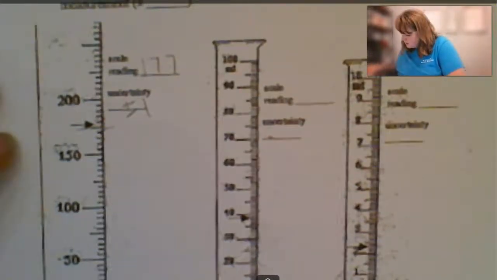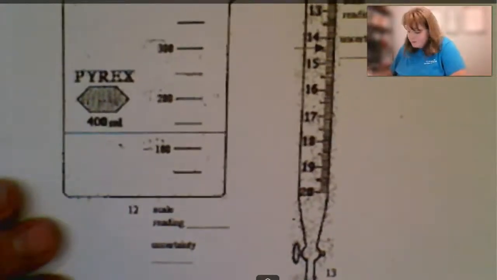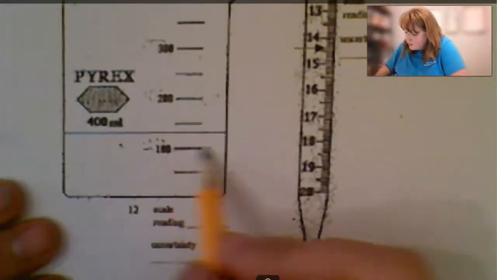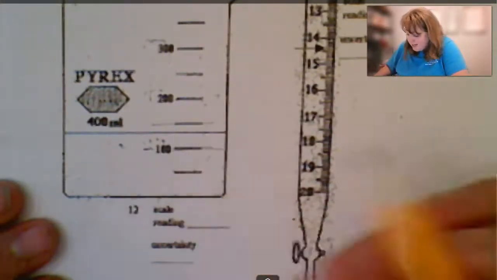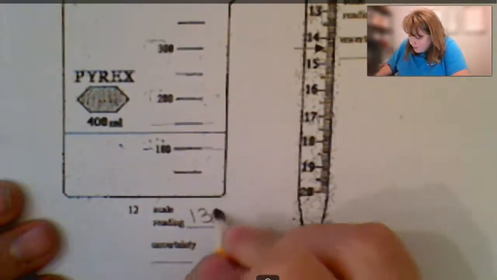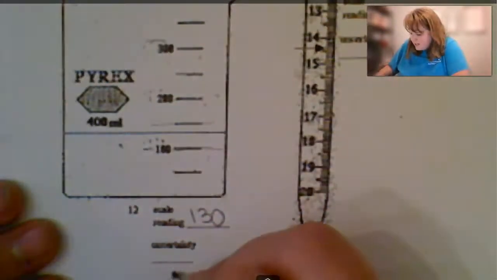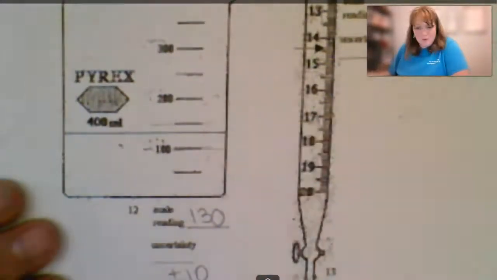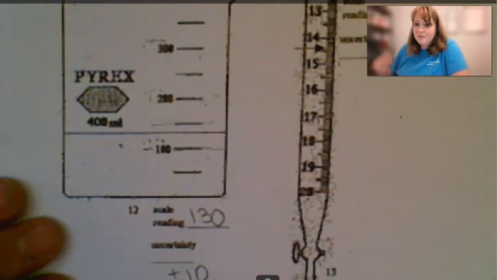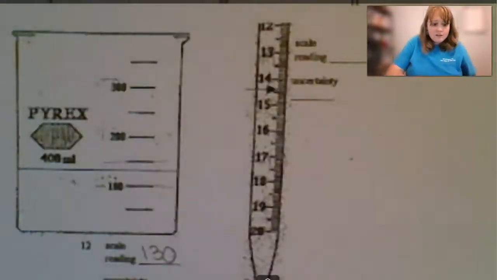And let's do one more. Let's look at this one here. So I know for certain it's 100. This is 150. So I'm going to estimate that maybe that's around 130. And my uncertainty would be plus or minus 10. Because it could be 140, it could be 120, depending on how we read it. But we're pretty sure that it's somewhere in that range.